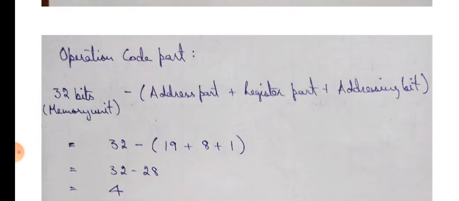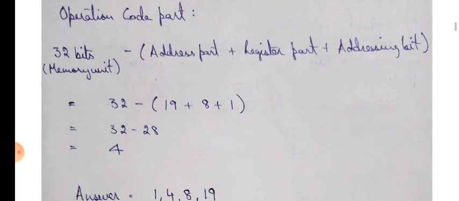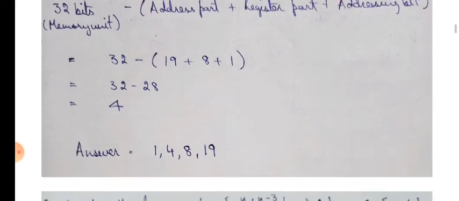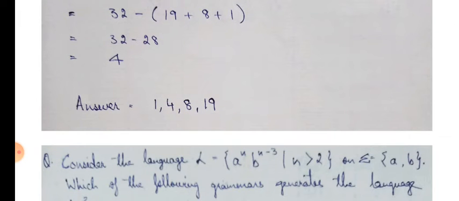To calculate the operation code part, the sum of the address part, register part and the addressing bit is subtracted from the memory unit, that is 32 bits. So 32 minus (19 plus 8 plus 1) gives us 4 bits. So the answer is 1, 4, 8, 19 bits.